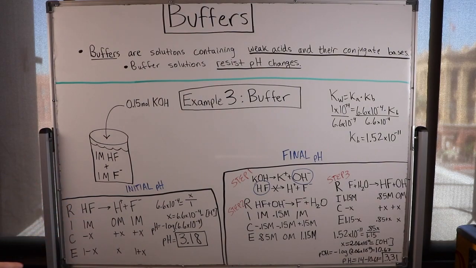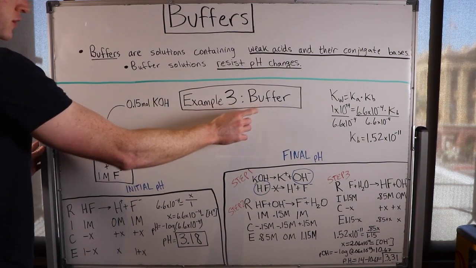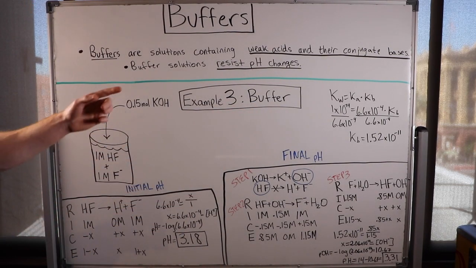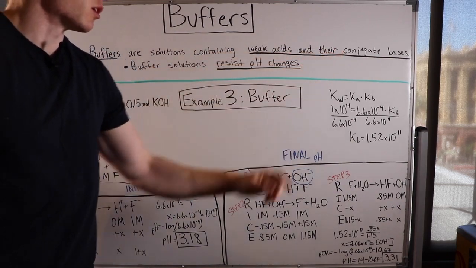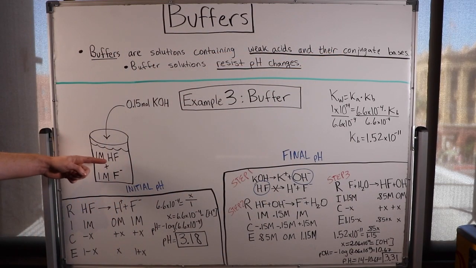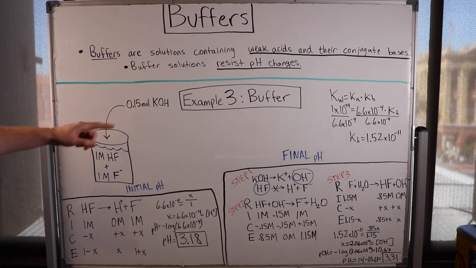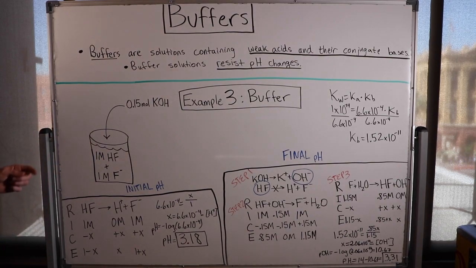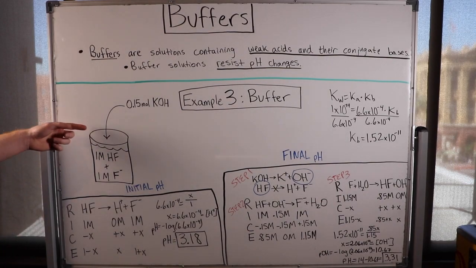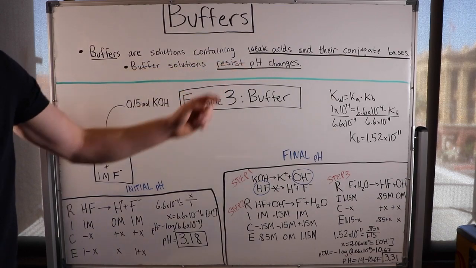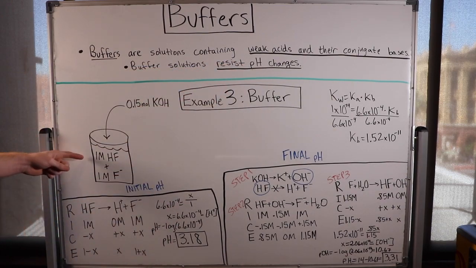Finally, moving on to the example where we have a true buffer. And just to remind you, a buffer is a weak acid and its conjugate base. So here we have hydrofluoric acid, a weak acid, and its conjugate base, the fluoride ion. And again, I want to see what's going to happen when we try to perturb the pH of this system to test this buffer's ability to resist pH changes. So the first step here is we have to find what the pH started at.